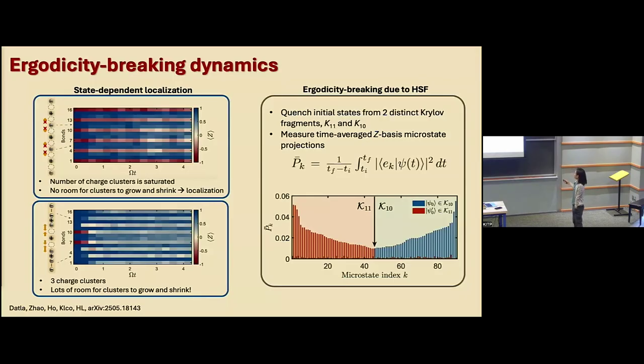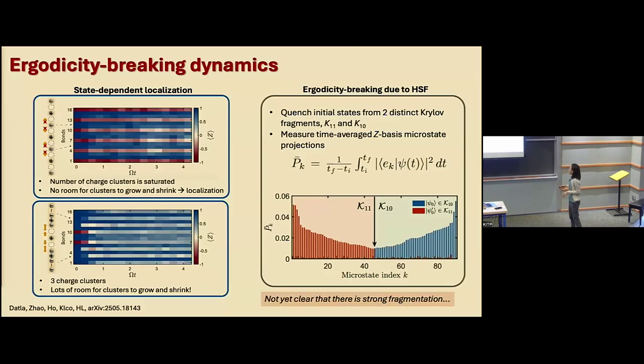quench initial states that belong to two different Krylov fragments. Okay, and then we can measure what's the microstate projections onto other microstates within the same Krylov fragment versus those in a different Krylov fragment. And we're going to see that those projections within the same fragment are all significant, and they're much, much larger than some of the projections onto a different Krylov fragment. Okay, so this kind of step-like function over here tells us that a lot of this ergodicity breaking that we're observing is actually due to the disjointness of the different Krylov subspaces.